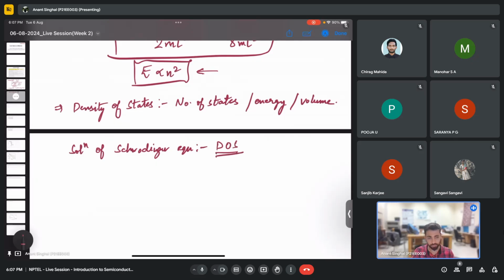The derivation might have already been covered in the lecture, so I'll not cover it, but to get the very basic idea, the density of states is a function of energy as a square root for a 3D semiconductor. If we solve the 3D Schrodinger equation, then this is what we get.